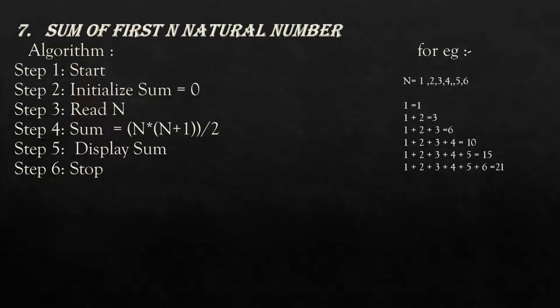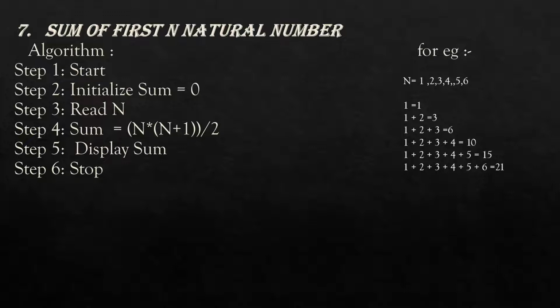Step 1 is start, step 2 is initialize sum as 0. We'll initialize the value of sum as 0, and in third step we'll read the number n. In fourth step, sum is equals to n into n plus 1 divided by 2. Step 5 display sum, and step 6 will stop the algorithm. So we'll read the number n, that is step 3. In fourth step, we'll do the sum.